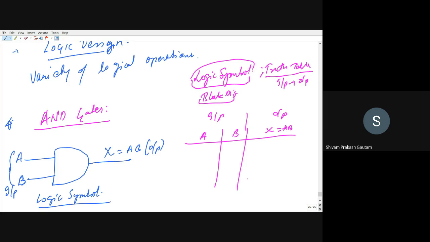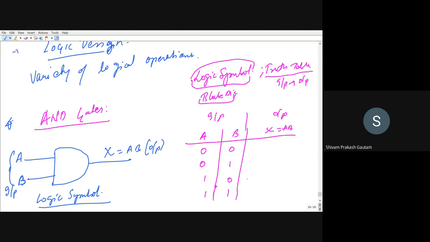Now you can see there are two variables. So how many ways do you have to fill the input? There can be 4 ways. First way is 0, 0, then 0, 1, 1, 0, and 1, 1. These are the only 4 ways where your input can vary.